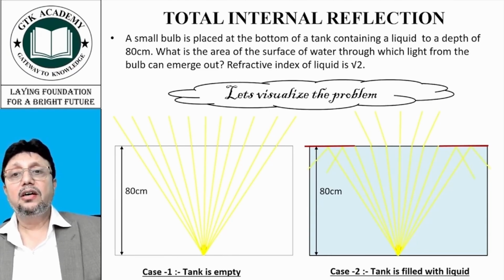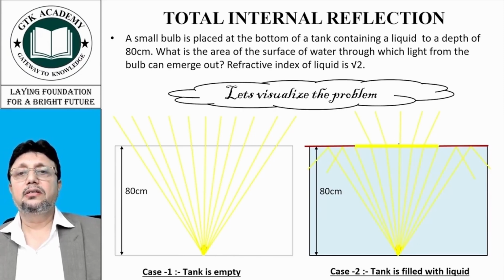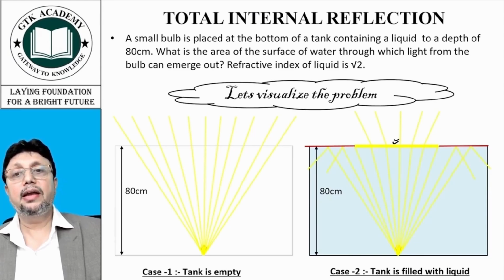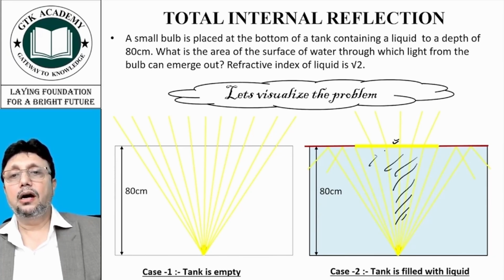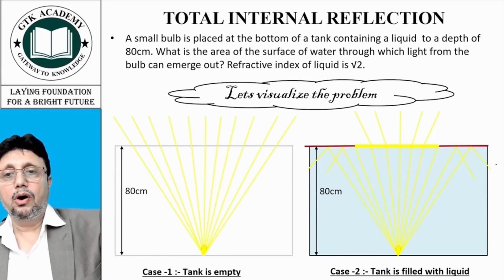So what will we see? We'll see a shining surface like this. I am telling you a shining surface, but here I am only drawing a line, so please don't get confused. I'll again explain this problem in 3D. In fact, this is going to be a conical shape. This shape will be conical. I'll show you how.